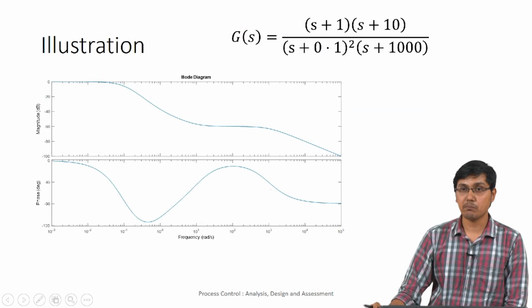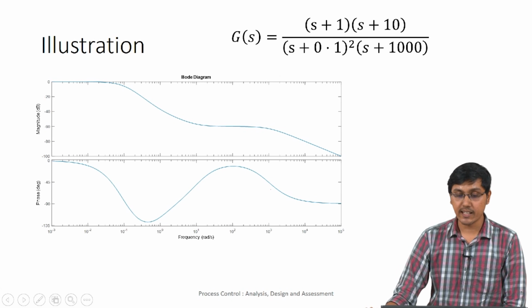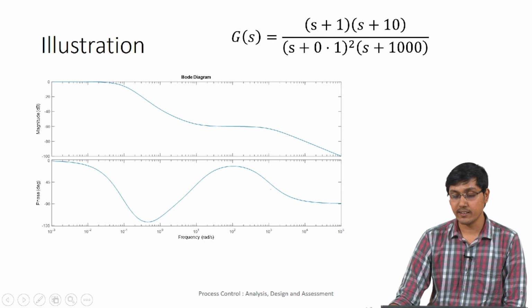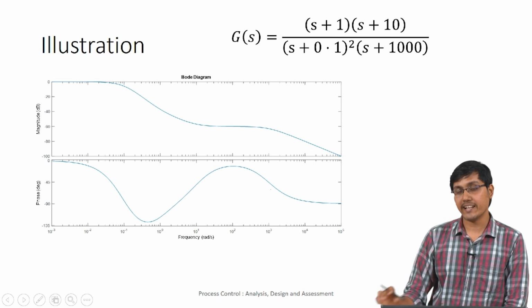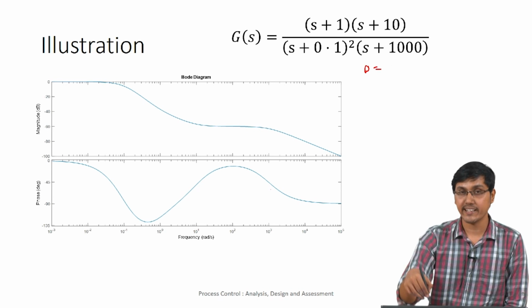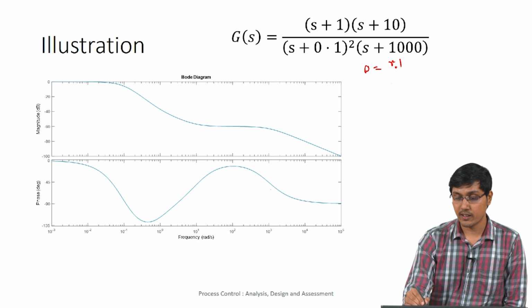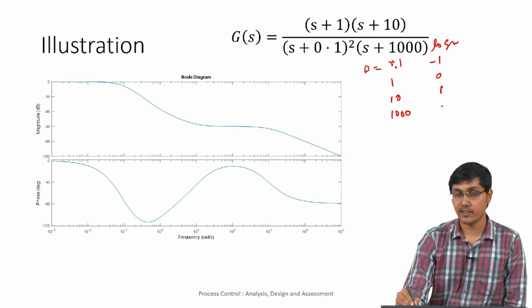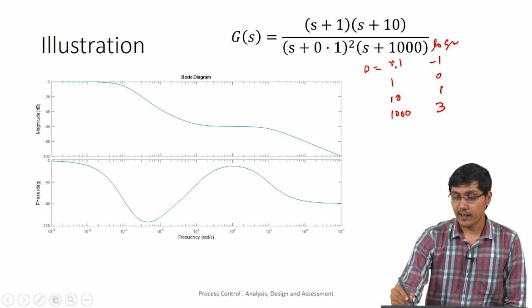So let us take another example and illustrate everything together. This has zeros at omega equal to 1 and omega equal to 10, and omega equal to 0.1 is a double pole, which means 2 poles at the same point, and omega equal to 1000 is a single pole. First let us go through a formal way of doing things. First we put everything in ascending order: 0.1, 1, 10 and 1000. If we take the log of omega, it is minus 1, 0, 1 and 3.